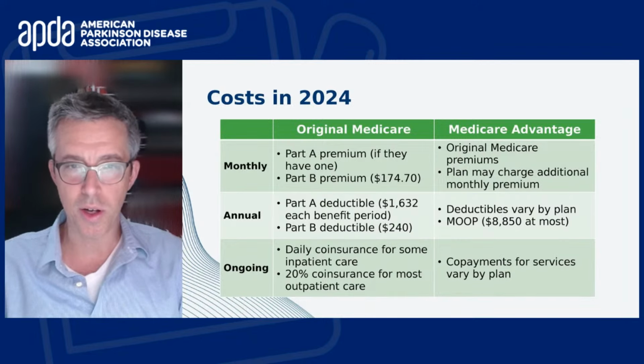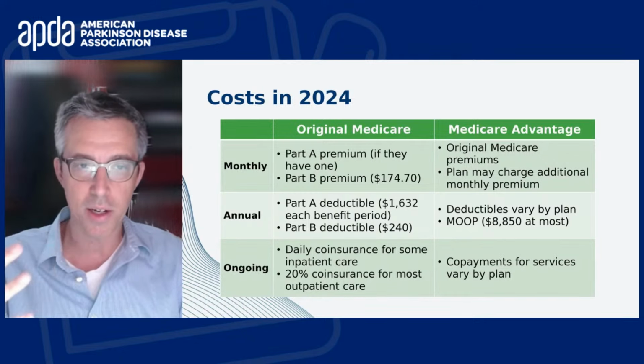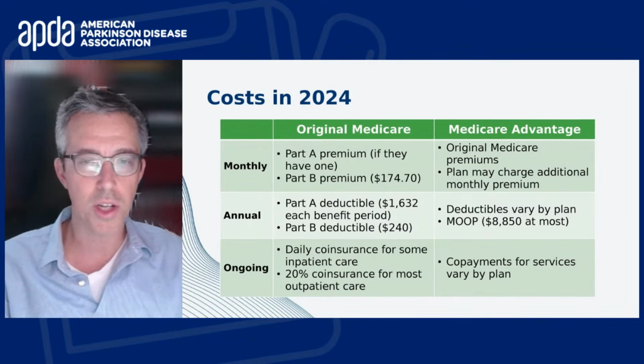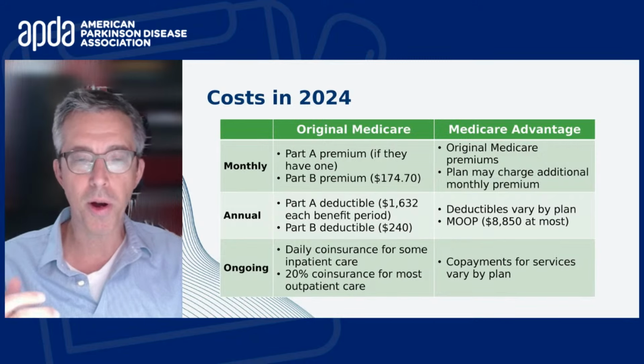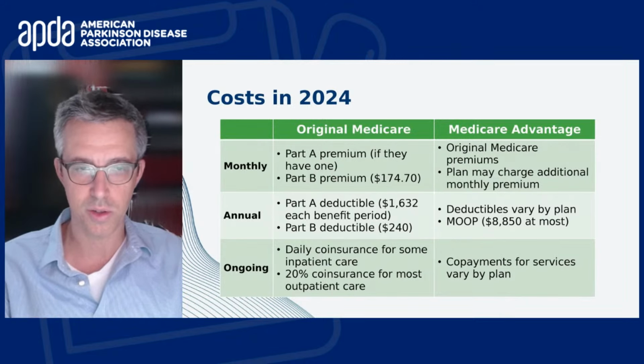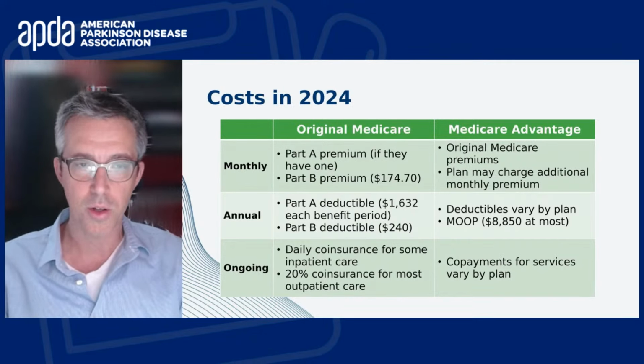The annual costs of Original Medicare for the Part A deductible is $1,632 for each benefit period. So if you get admitted into the hospital, you're going to have to pay that deductible right away. And for Part B, the deductible is $240. So you have to pay out $240 out of pocket before Part B starts covering your outpatient coverage.